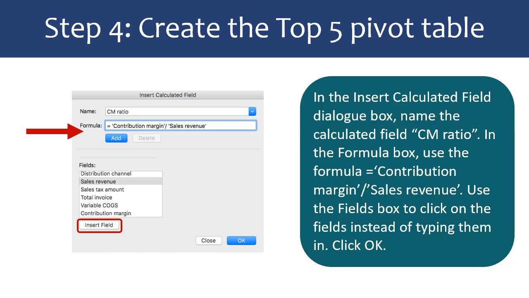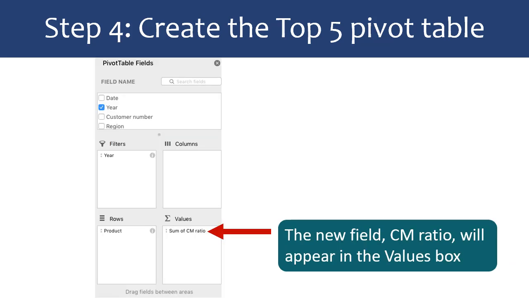In the Insert Calculated Field dialog box, name the calculated field CM ratio. In the formula box, use the formula equal contribution margin divided by sales revenue. Use the Fields box to click on the fields instead of typing them in. Click OK. What you just did is create a calculated field. The new field, CM ratio, will appear in the Values box.